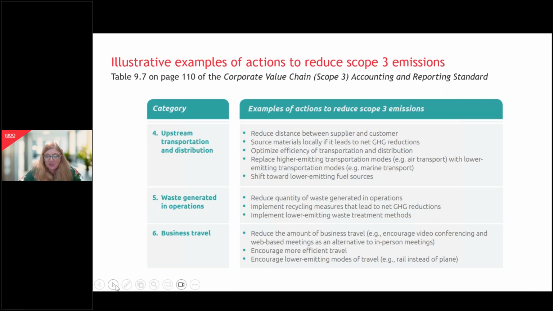If you look at business travel, reduce the amount of business travel. So what about video conferencing, web-based meetings, these webinars that we're doing, it's not in person. Encourage more efficient travel. Encourage lower emitting modes of travel, so rail instead of plane. I've heard that there are some entities in the UK that are saying we're no longer flying around, we're now traveling via train in order to reduce our carbon footprint. That's a bit harder in Australia, it's a bigger country, but I heard of that in the UK.